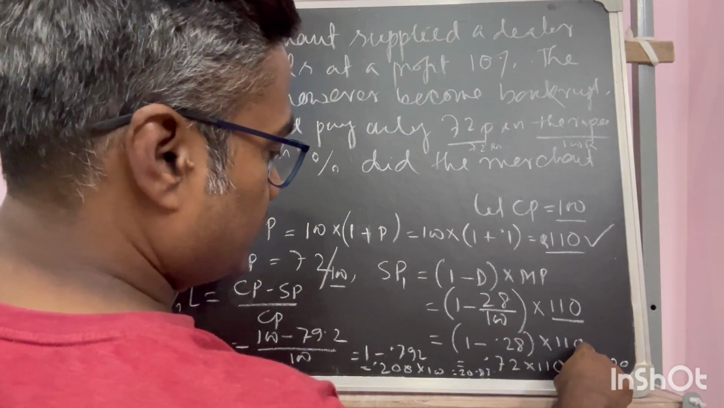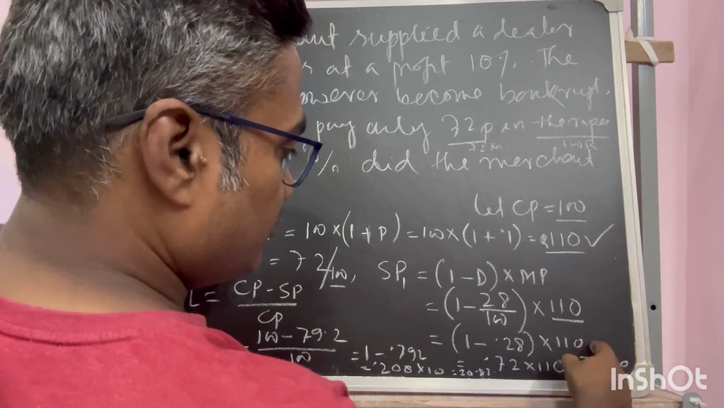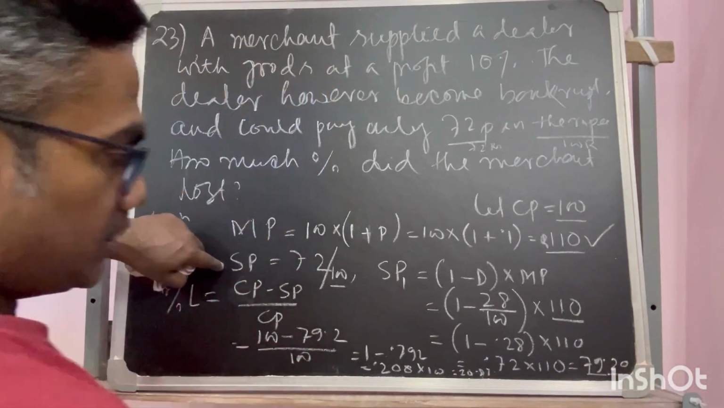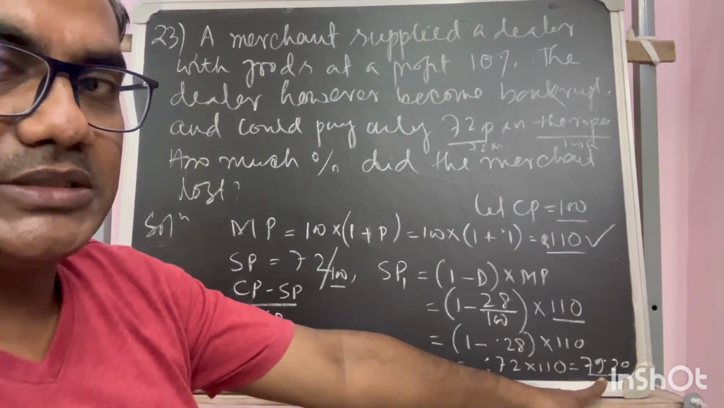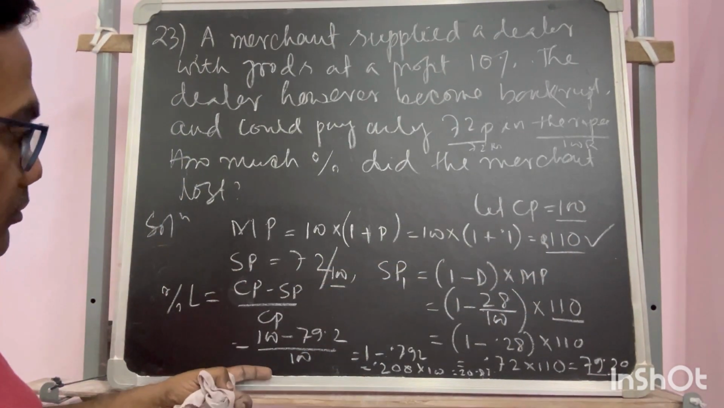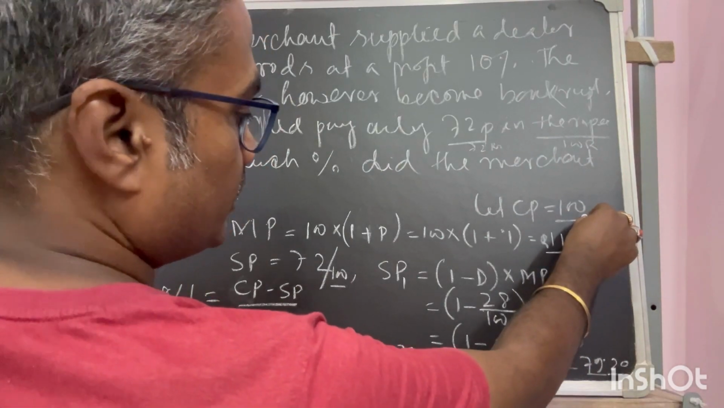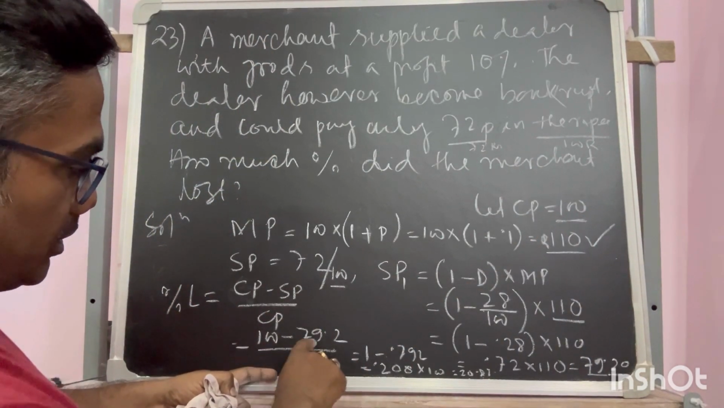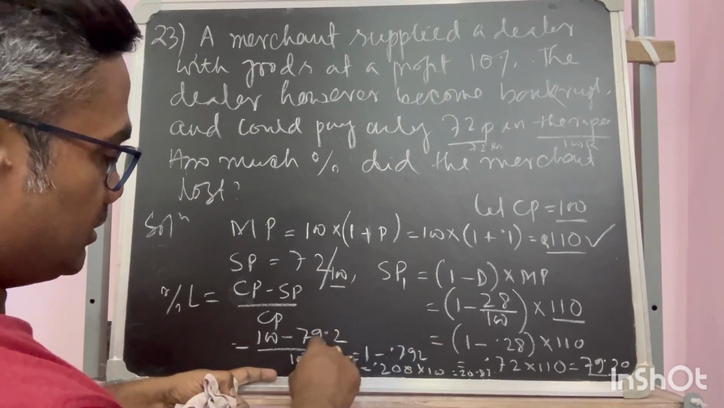If it is to be calculated on 110, the actual price will be 1 minus discount, into 100. So from there you are getting this as your actual selling price, the price he is giving against 110. The profit will be calculated again on 100, because the cost price is 100. So the cost price 100 minus the actual price against 110 gives this much.